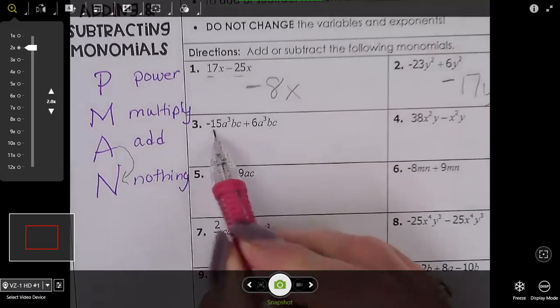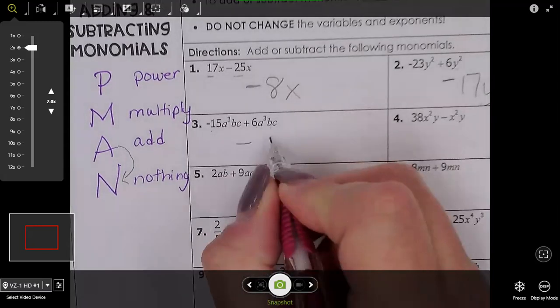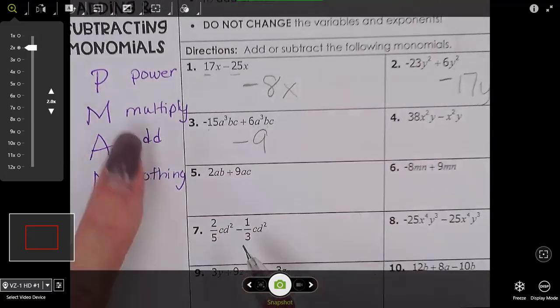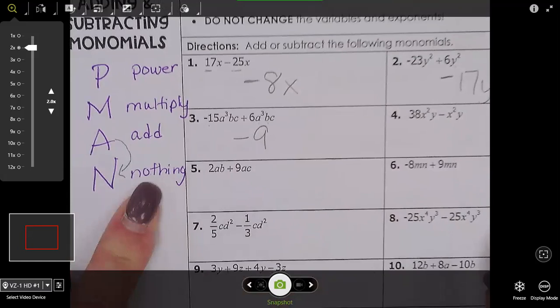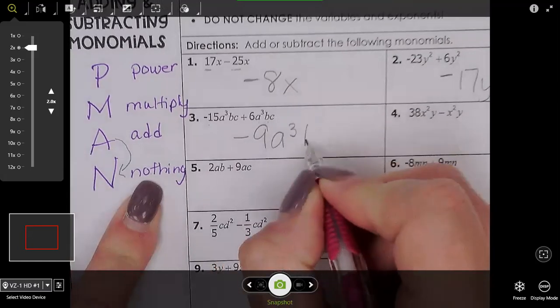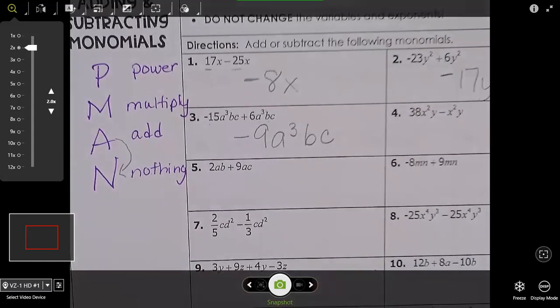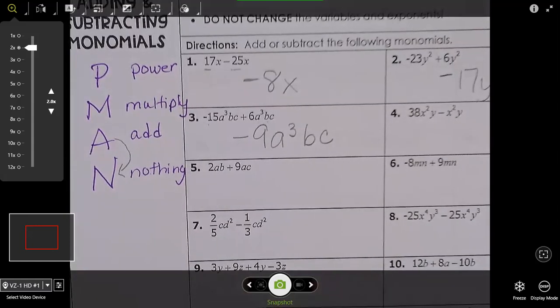So negative 15 plus 6, negative 9. And then we just added, we used the adding integer rule. So we do nothing to the variable and the exponent. We write it down and leave it just the way it was written.